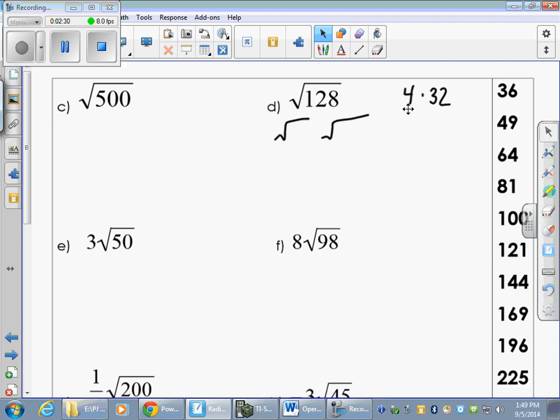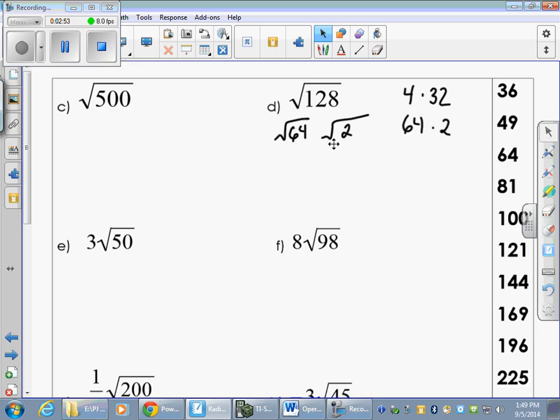However, as you look down your perfect squares list, there's a larger number that's a perfect square that's also a factor of 128. And that would be 64. 64 times 2 would also give us a product of 128. 64 happens to be the largest perfect square that's a factor of 128. So this is the one we'll want to choose.